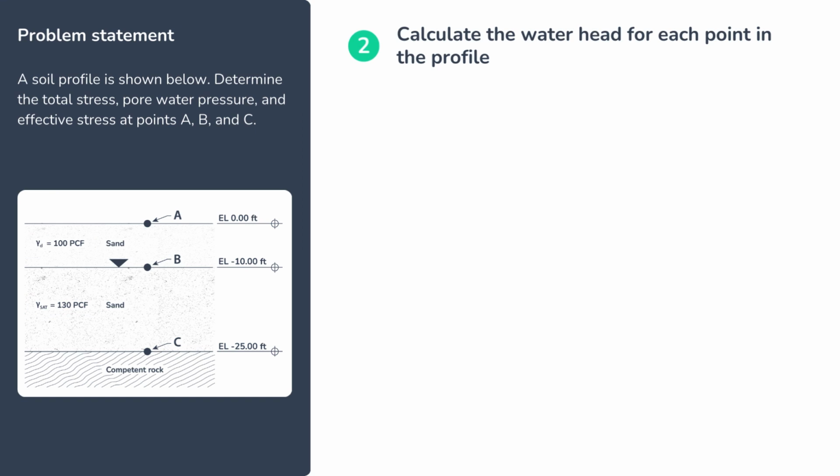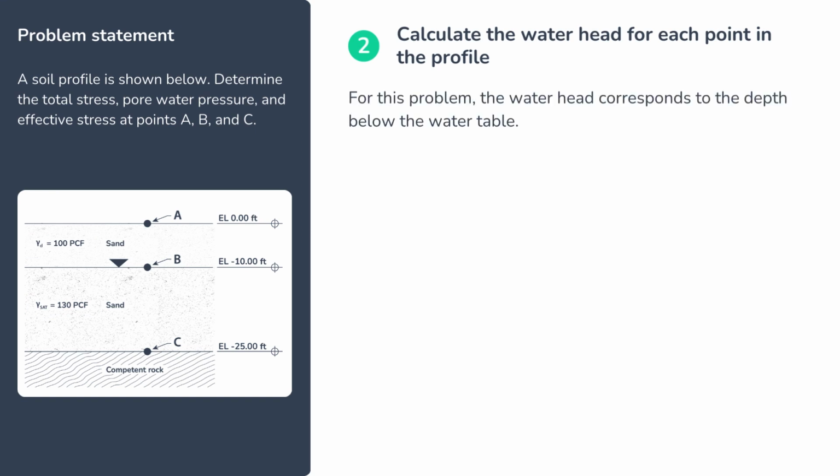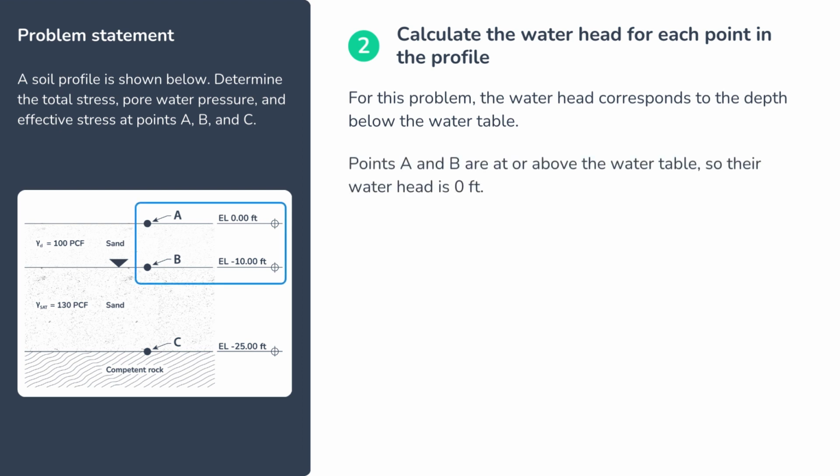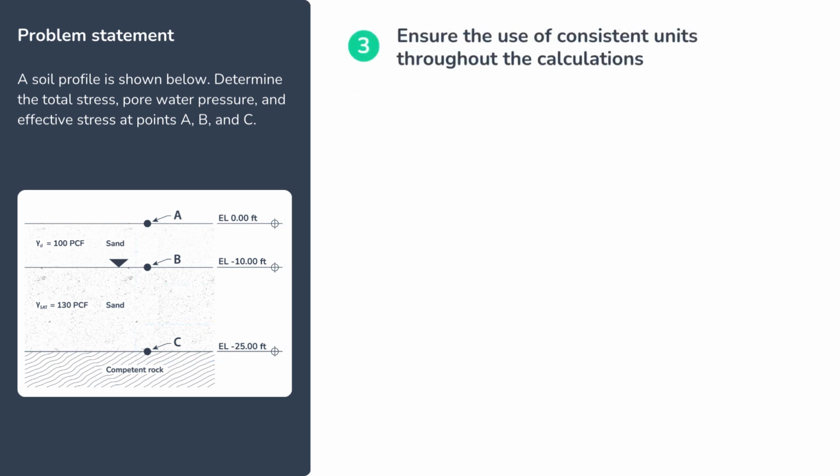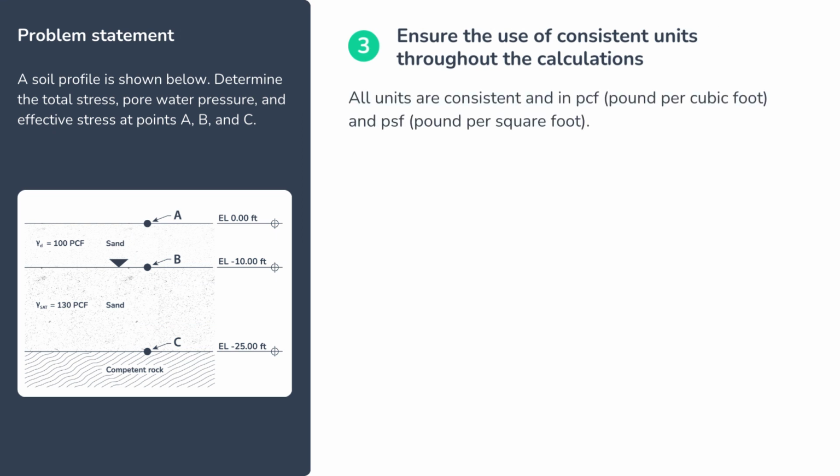Next, calculate the waterhead for each point. This refers to the depth below the water table. Points A and B are above the water table, so they don't feel any water pressure. Point C, however, is 15 feet below. Always ensure to use consistent units. We are maintaining our units in PCF and PSF for this problem.